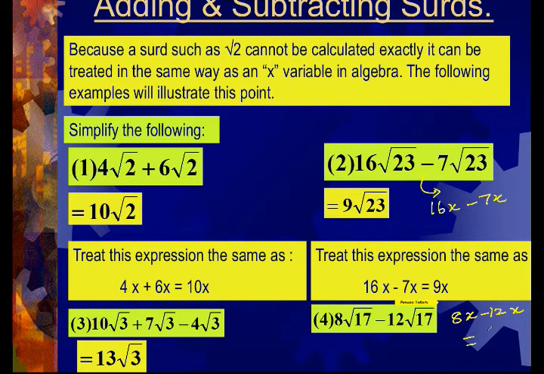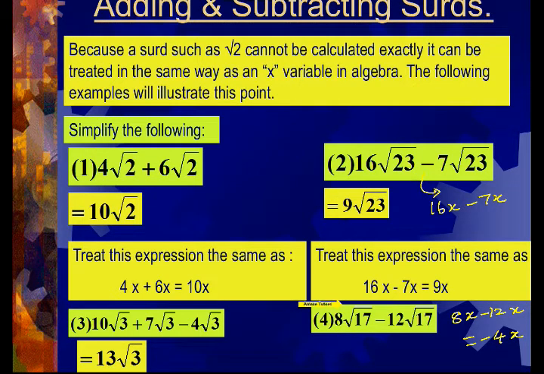This is equal to negative 4x. Because one is positive and one is negative, apply the rules of integers. Take away the smaller from the larger and keep the sign of the larger number. That is why the difference between 12 and 8 is 4, and the larger number's sign is negative. That's why negative 4x. So what is the answer going to be?